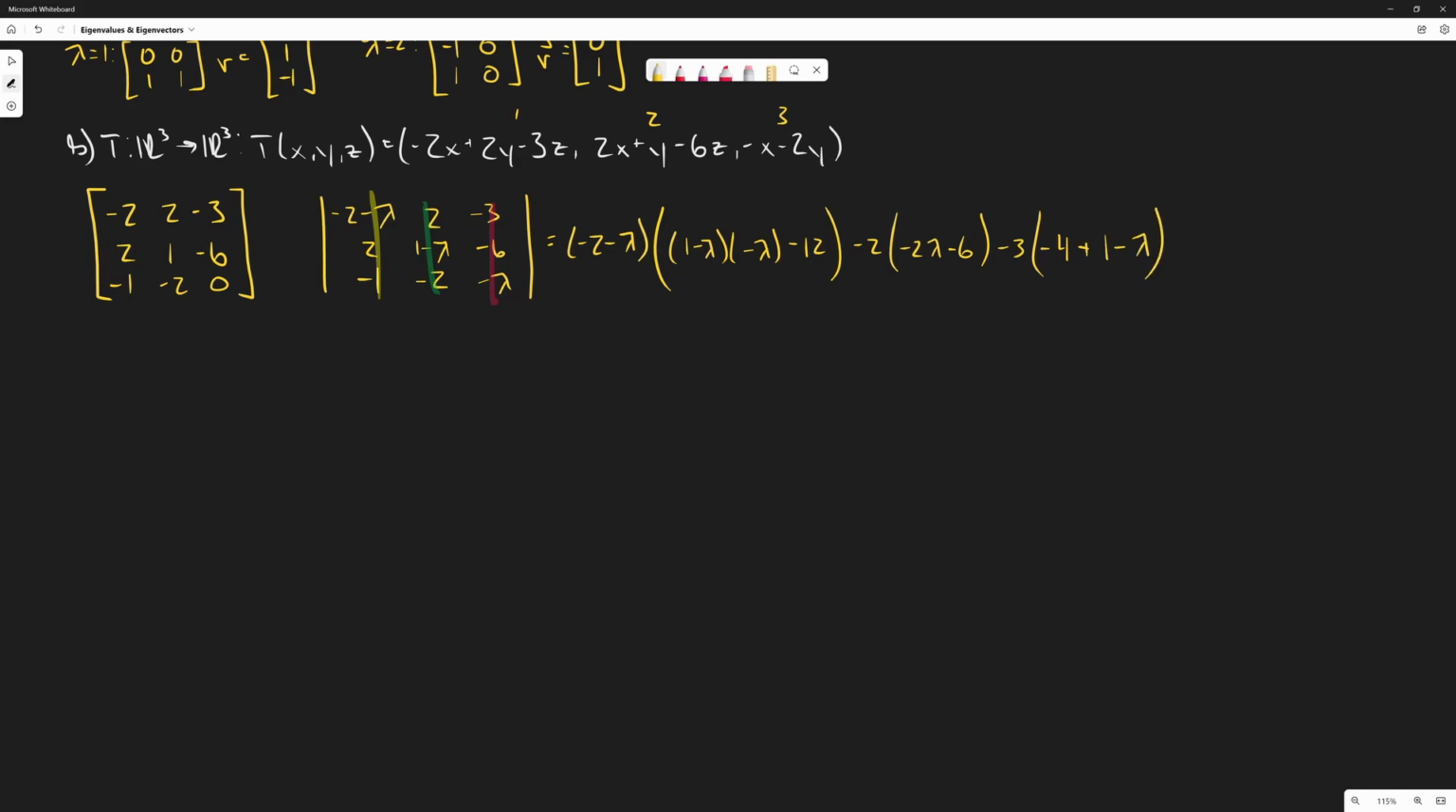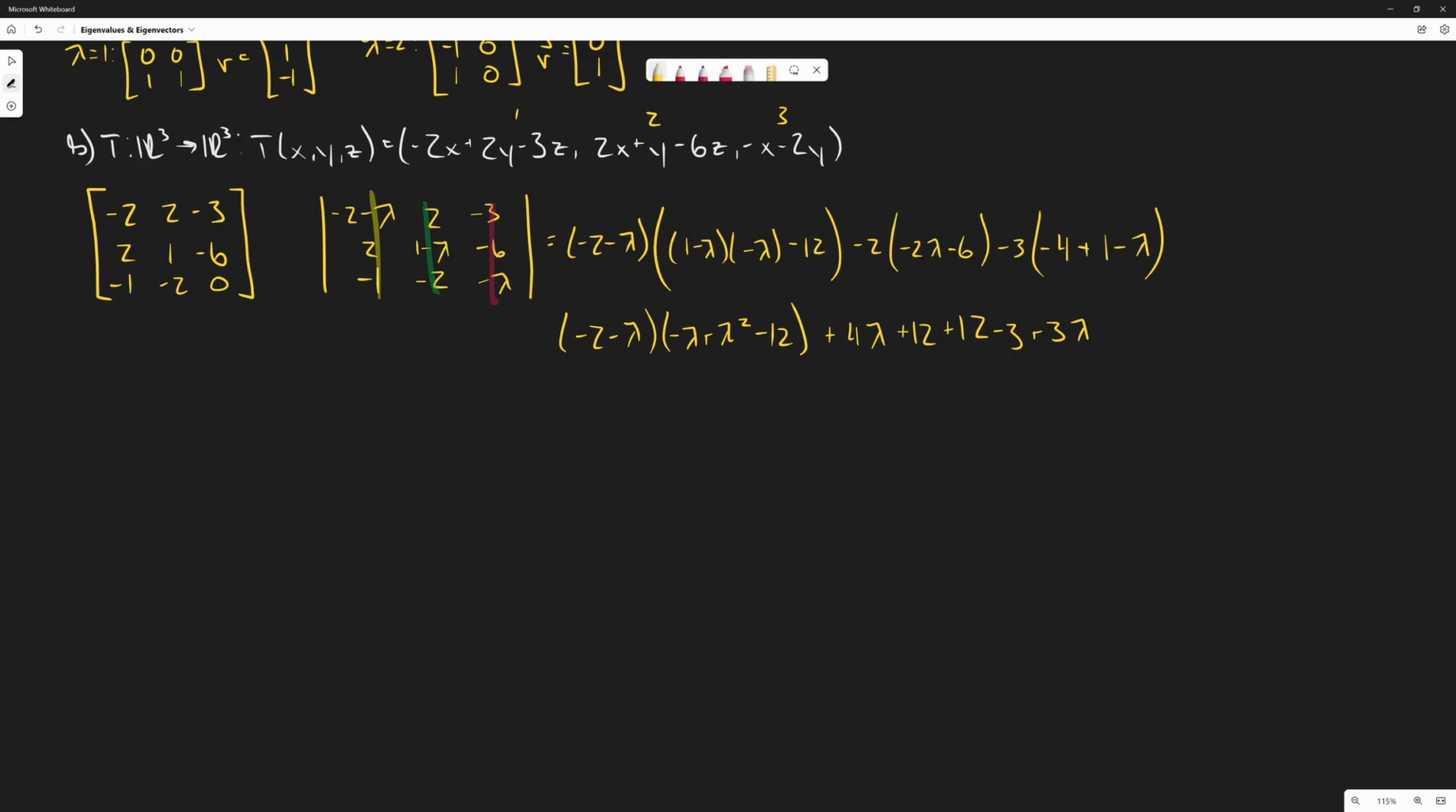Now we're going to see if we can factor out a linear term, so we're going to simplify this a little bit further. It'll be negative 2 minus lambda, and this will be negative lambda plus lambda squared minus 12, and this would be plus 4 lambda plus 12, plus 12 minus 3 plus 3 lambda.